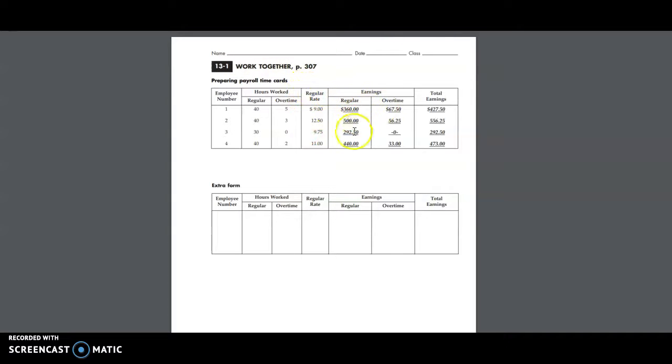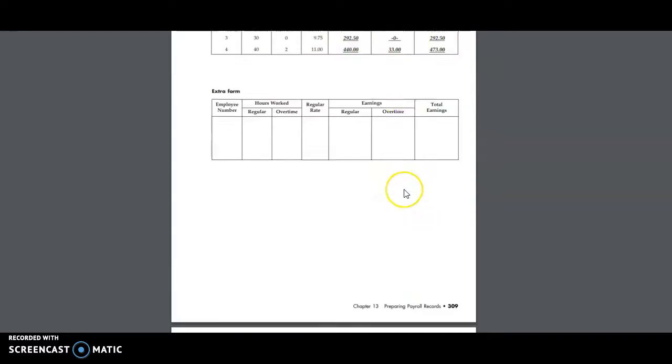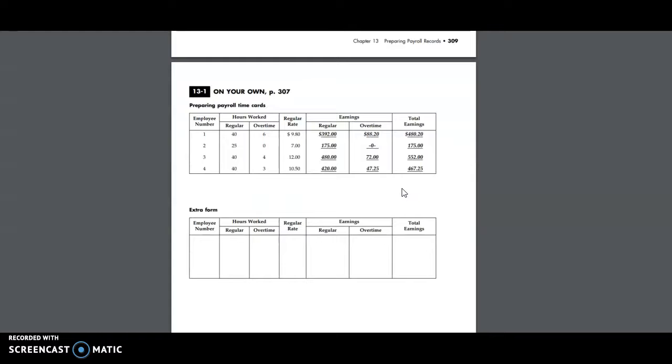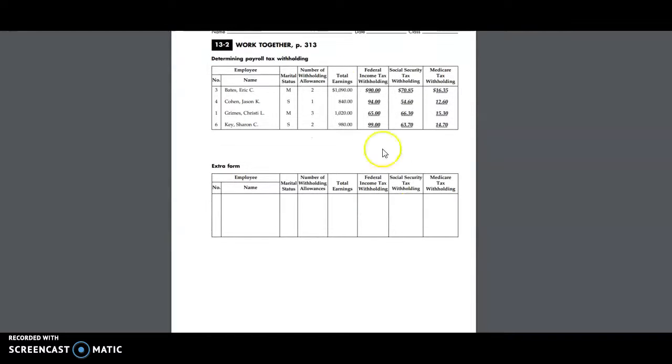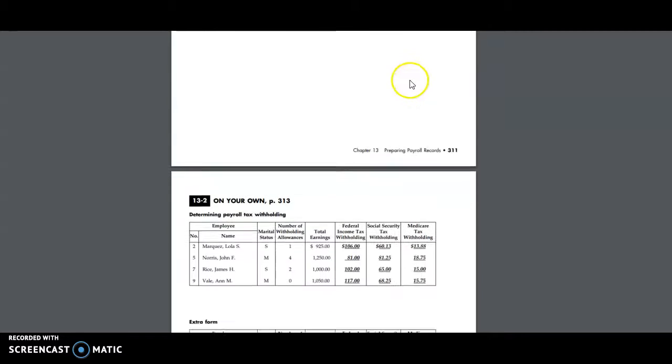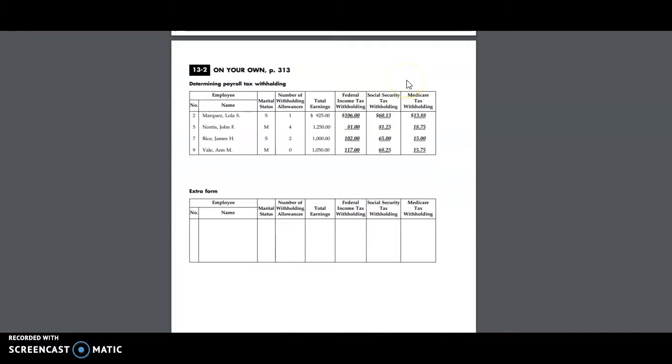You had to calculate their earnings, overtime earnings, and total earnings. There's the on your own. Same thing for 13.1. For 13.2 on your own, you were to then take their total earnings and calculate federal based on the tax table on page 310 and 311. Then their Social Security and Medicare you were to determine by taking the 6.5 and 1.5% and calculating. You were to do the same for the on your own.